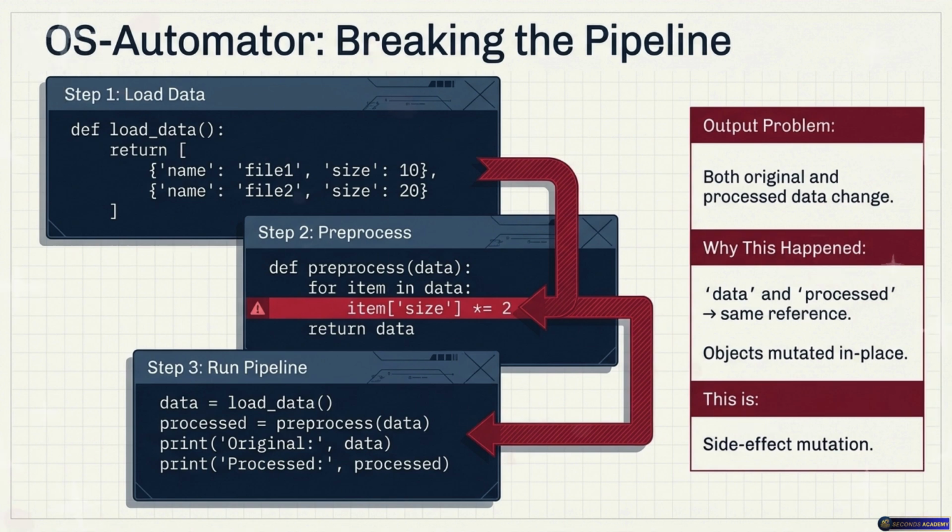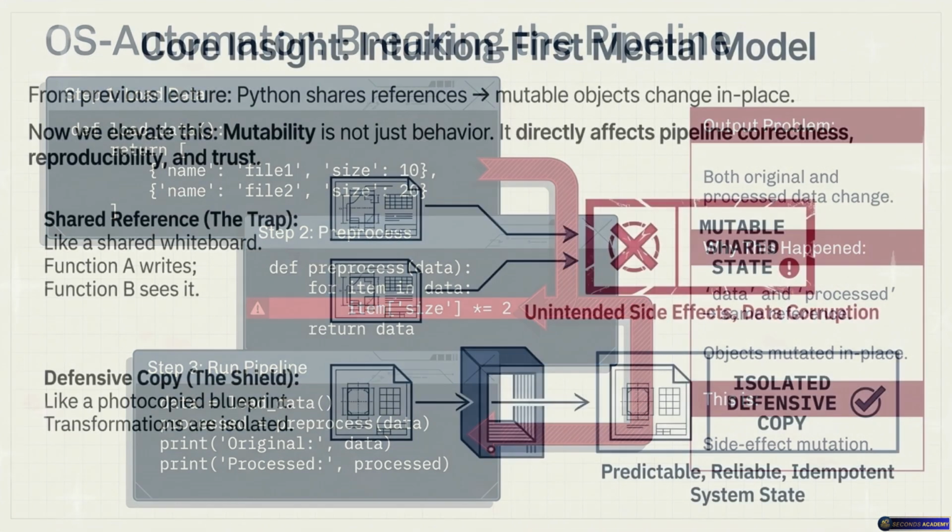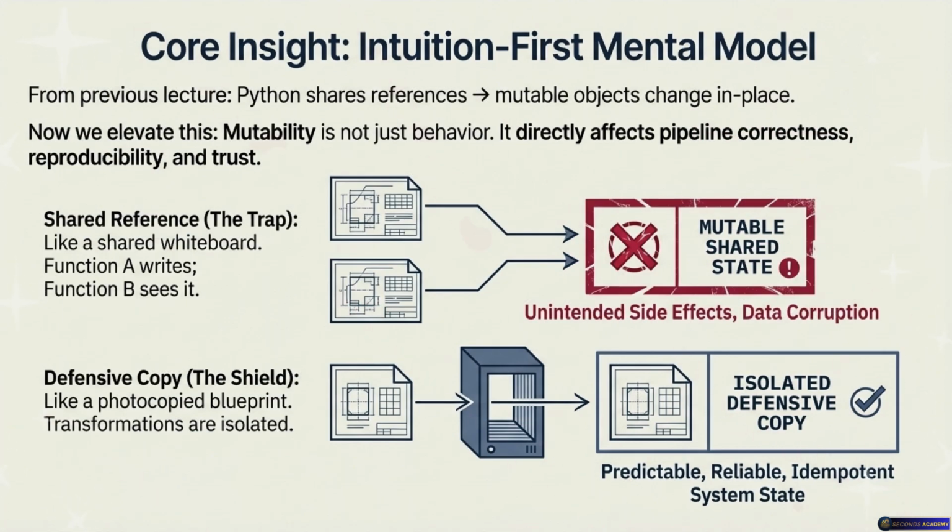But what happens here is something called side effect mutation. Okay, what does that mean? So in many languages, like C++, a variable is like a bucket. You put data in the bucket. If you create a new variable, you get a brand new bucket. Right, physical separation. Exactly. But in Python, variables are not buckets. They are sticky notes. Sticky notes, I like that.